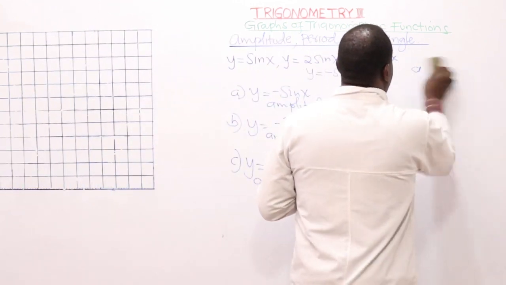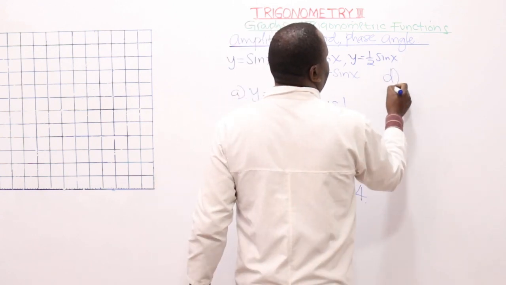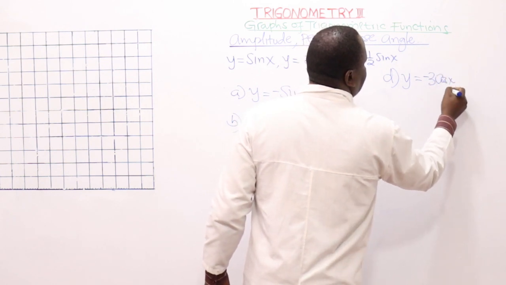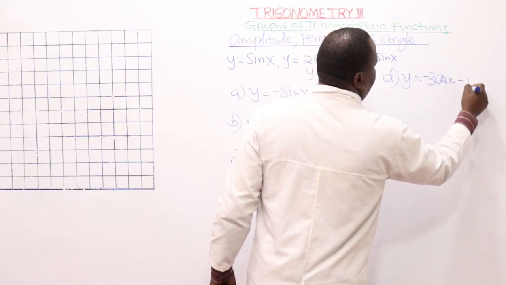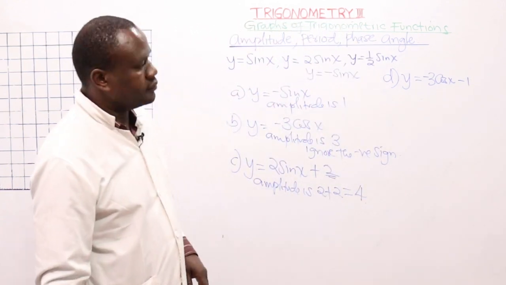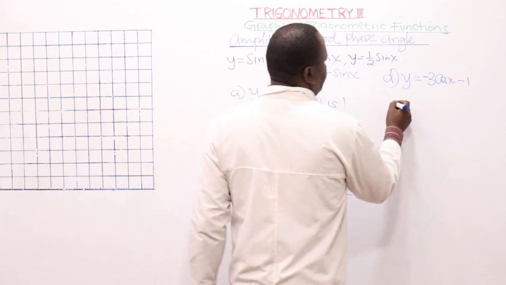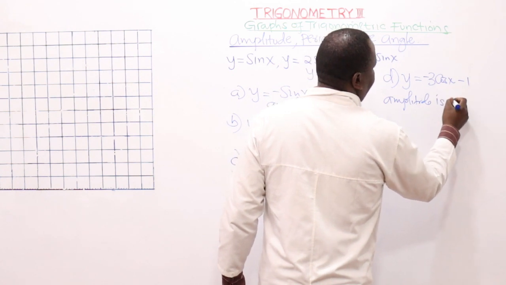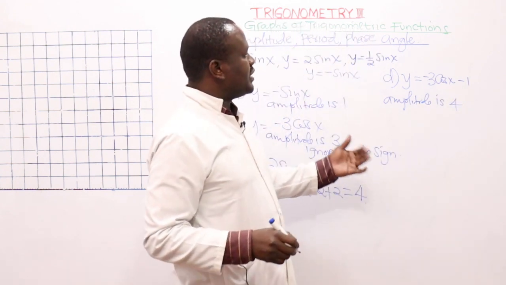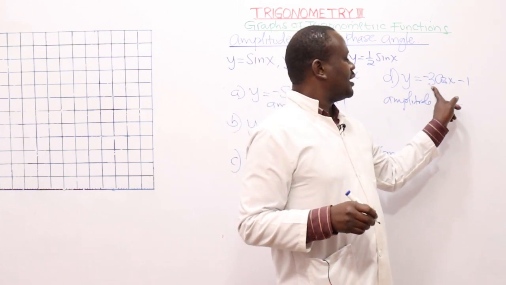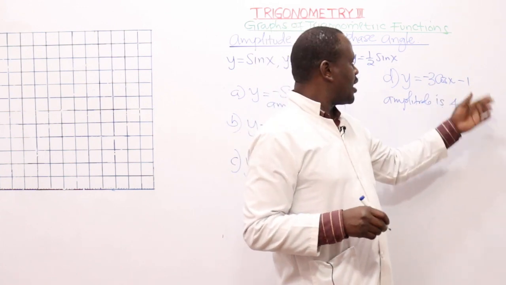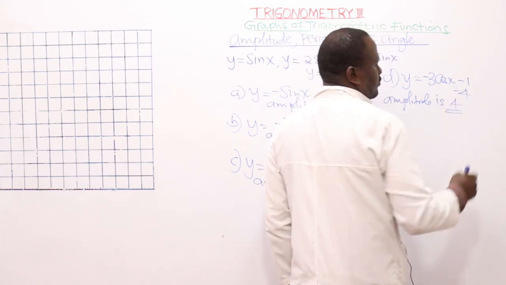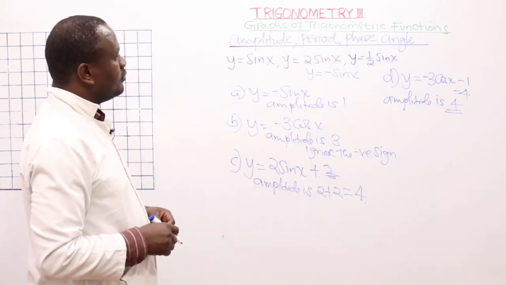So let's answer other questions. What about D? If I may add, y is equals to negative 3 cos x minus 1. The amplitude is 4. Because there will be a time where the highest value is negative 3, then you subtract 1, you get negative 4, which is 4.